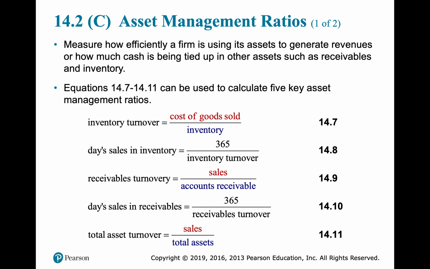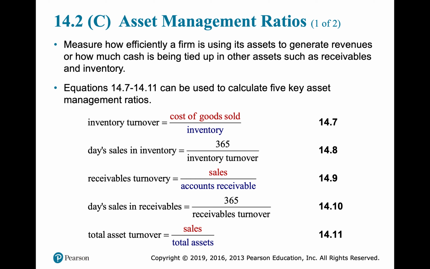Okay, now we're going to look at asset management. Remember, these ratios measure how efficiently a firm is using its assets to generate revenue. Or they might be looking at how much cash is tied up in assets such as receivables or inventory, because those are also good things to note. Again, these ratios are not only used by investors, they're also used by management to find out if we are performing poorly in a certain area. And those are two really good things to know. One, do I have money tied up in accounts receivable? Or two, do I have a lot of excess inventory? Those are all really good things to know.